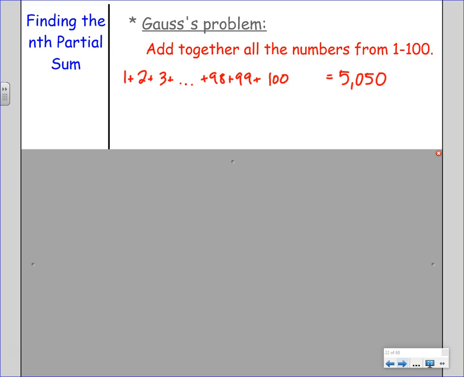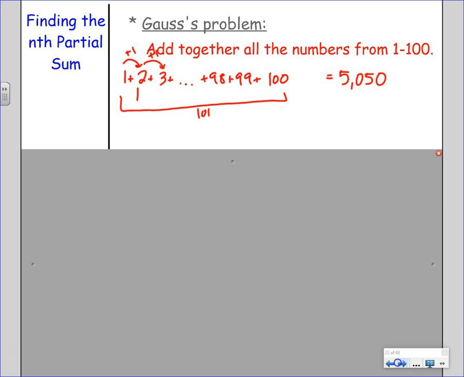What did he figure out? It wasn't generalized until much later to be for any arithmetic sequence. It's really just an arithmetic sequence. But what he figured out is if you add 1 plus 100, because he wanted to be done faster, what does that end up getting you?